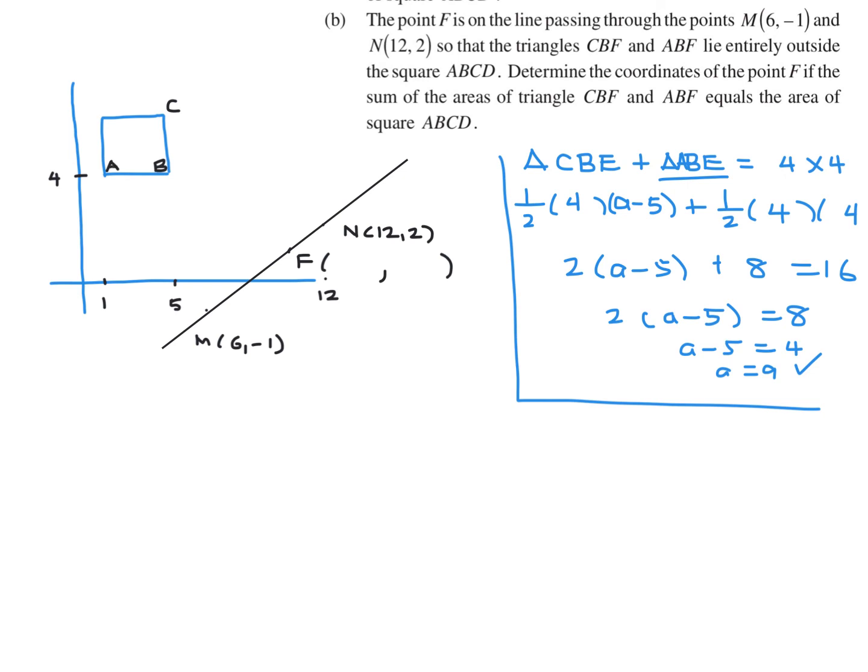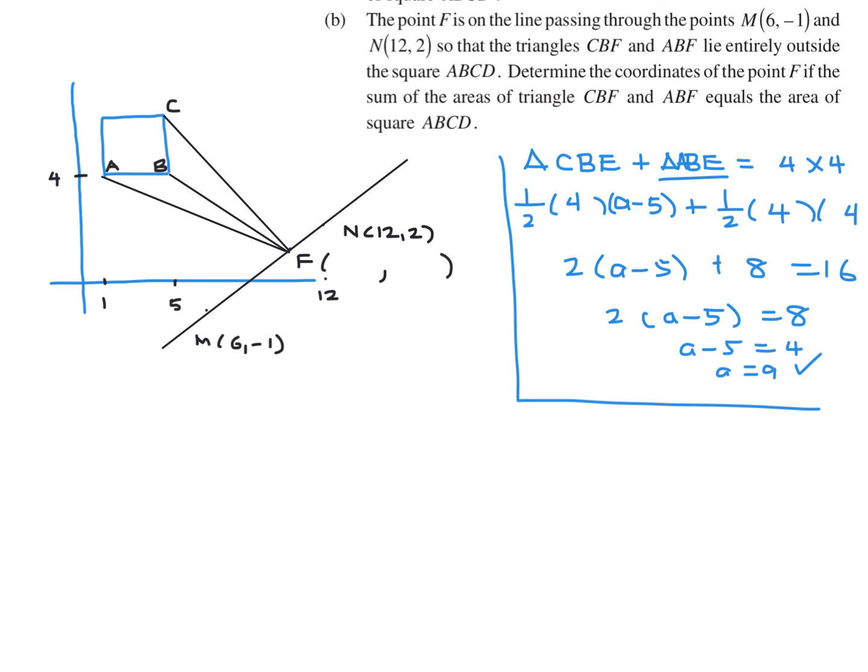So let's draw on those lines. We've got to connect C to F, connect B to F, and then finally, connect A to F. And there you go. Okay, so off we go with this question now that the diagram is drawn.